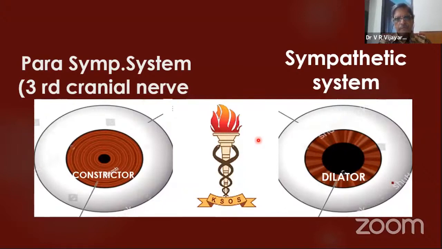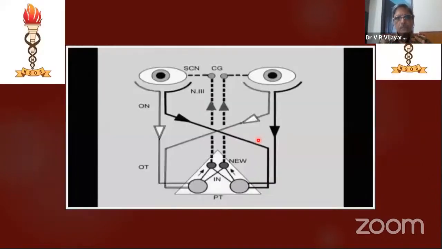Before that, you must know what is direct reaction and what is consensual reaction. Imagine, suppose this is a right eye, and I put a light here. The right eye pupil will constrict. That means the right eye pupil is reacting for direct light. At the same time, when you put a light in the right eye, the left eye also will constrict. Then you say the left eye pupil is reacting for consensual light. Then for the left eye direct, the left eye is reacting for direct, and at the same time the right eye is reacting for consensual.